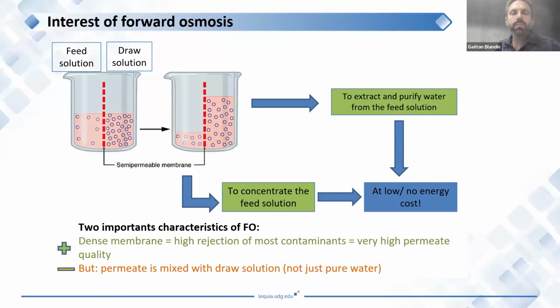So there are two important characteristics of FO membranes. The first one is that they are dense membranes, like reverse osmosis membranes. So they have high rejection of most contaminants, and the permeate is of very high quality. But the main drawback is that you don't have a pure permeate like you can have in reverse osmosis, ultrafiltration, or other membrane processes. The permeate is diluted with the draw solution. So it's not just pure water, it's water permeating through the membrane, mixed with the extracting solution.